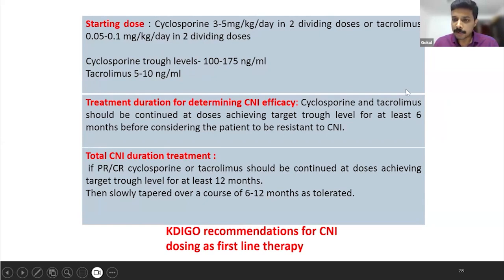And the total duration for determining CNI efficacy is that it should be given for at least 6 months before we deem them CNI resistant. And the total duration of treatment, if their CNI response is present, should be at least 12 months, attaining the target trough level of CNI. After 12 months, it should be tapered over a slow course of 6 to 12 months. So according to these guidelines, the minimum duration of treatment with CNI goes for at least 1.5 to 2 years.